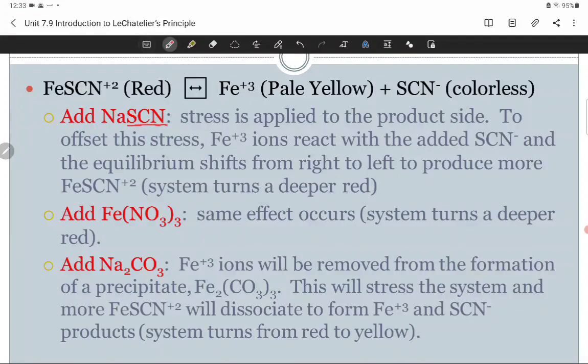Another circumstance: sodium carbonate. Sodium carbonate would be able to precipitate the iron ions to make iron carbonate. So it's as if you've taken iron ions out of the reaction vessel. What's going to happen in that case is you're going to have less of these products to be able to collide with each other, and it's going to shift the reaction from left to right.